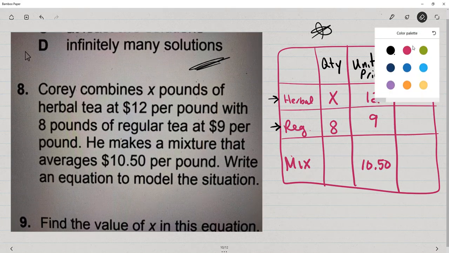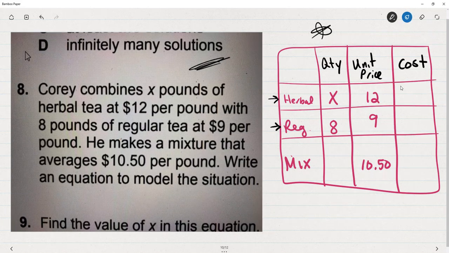So the first step here is to get that the total cost is going to be $12 times the quantity, $12 times the number of pounds, so 12x. And the cost for the regular is $9 times 8 pounds, or $72. And the total cost will be 12x plus 72. I'm going to erase this 9 times 8.